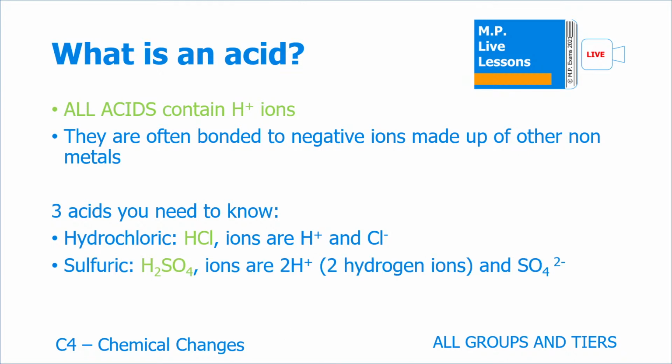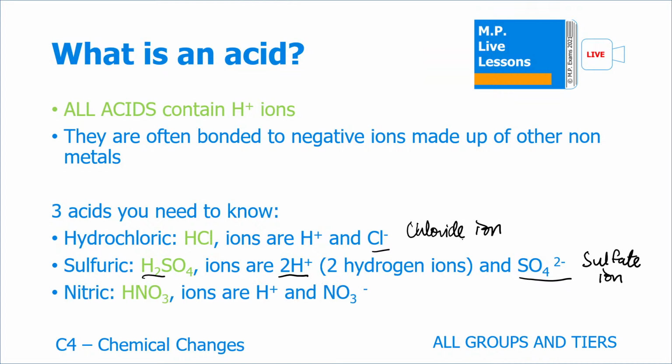In sulfuric acid, you'll have two hydrogen ions, because we've got two hydrogen atoms here, and to balance that out, SO4, the sulfate ion, is 2 minus. And lastly, you may need to know about nitric acid. So we've got one hydrogen atom here, so we have one H plus ion, and we have, I think, a nitrate ion.